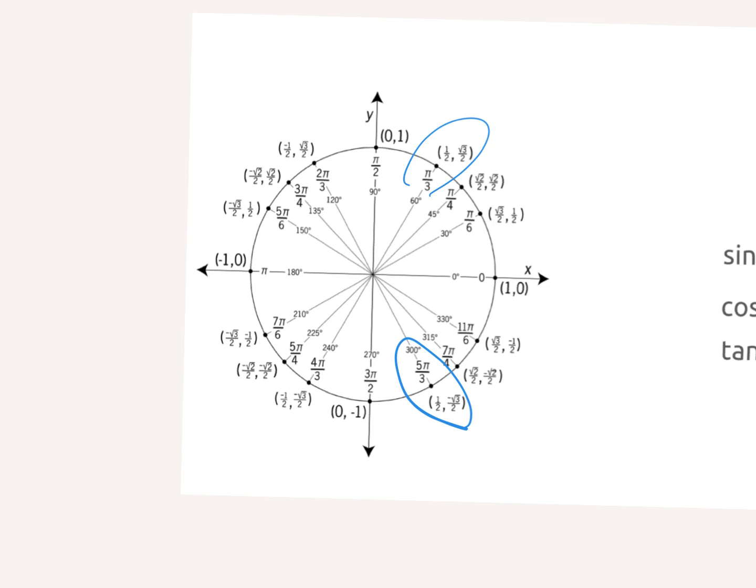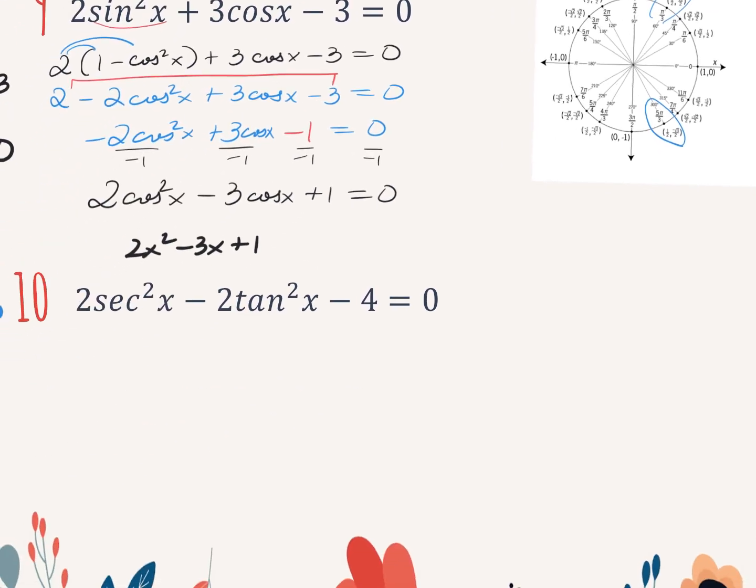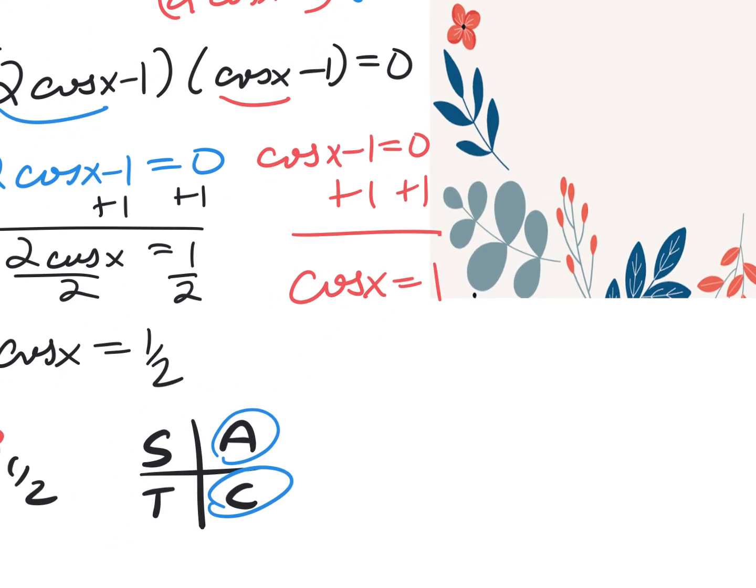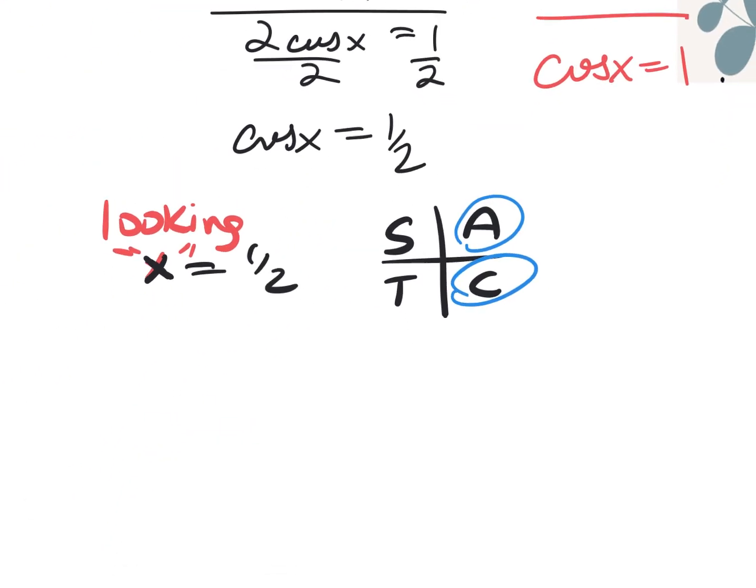So in radians, it's pi over 3 and 5 pi over 3. In degrees, it's going to be 60 and 300. So let me come back over here where my work is. So for the first one, it's going to be pi over 3 and 5 pi over 3.